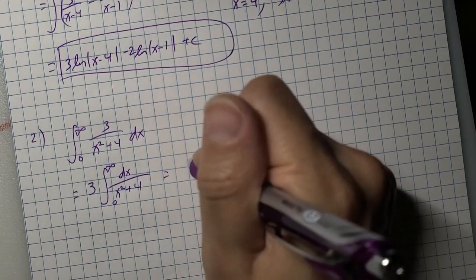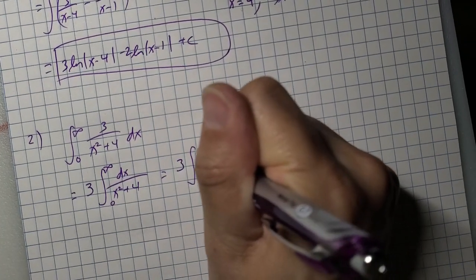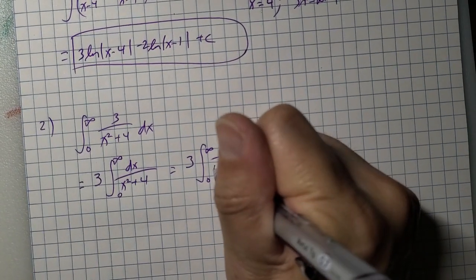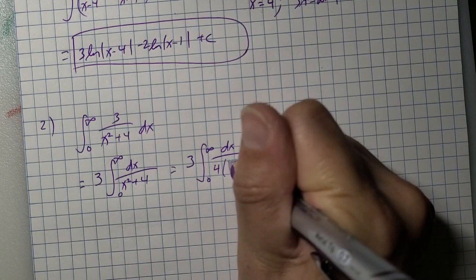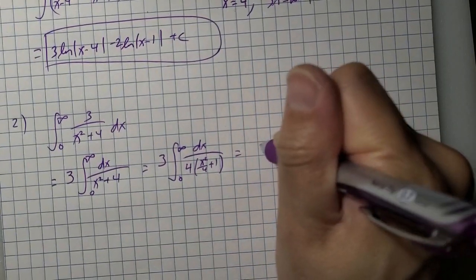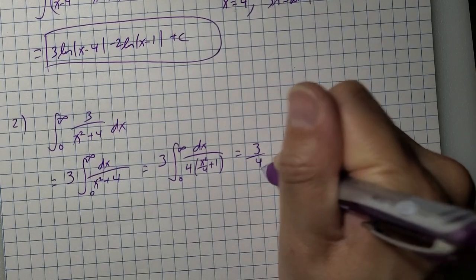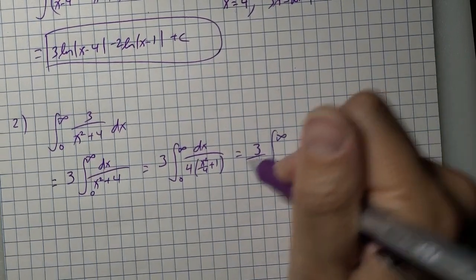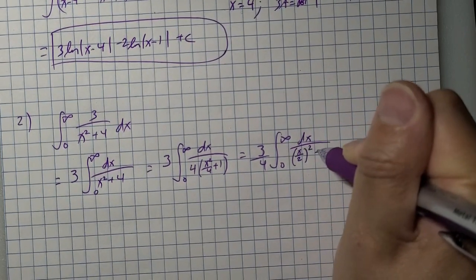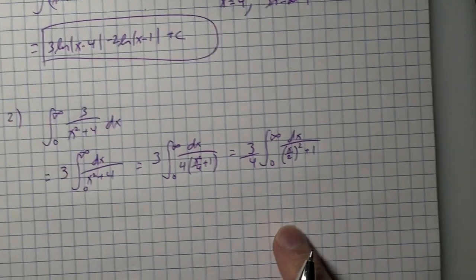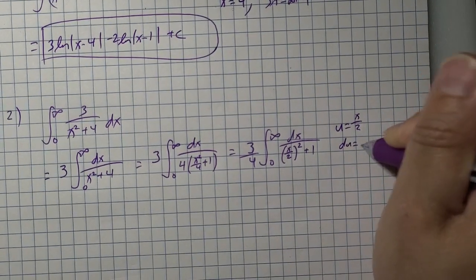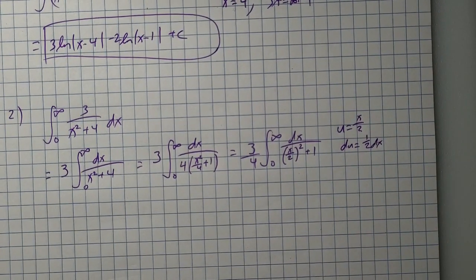Okay, we can rewrite this as 3 integral from 0 to infinity dx over, if we factor out the 4, it will be x squared over 4 plus 1. And we can rewrite this as 3 over 4 integral from 0 to infinity. We moved out 4 from the integral, dx over, we can rewrite this term as (x over 2) squared plus 1. This looks more like arctan, right? If we let u be x over 2, du would be half dx. Okay?